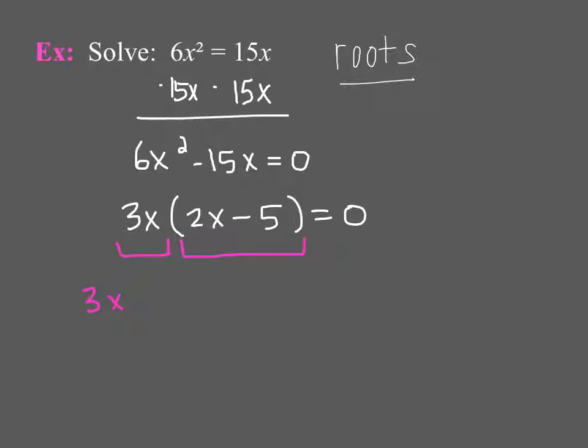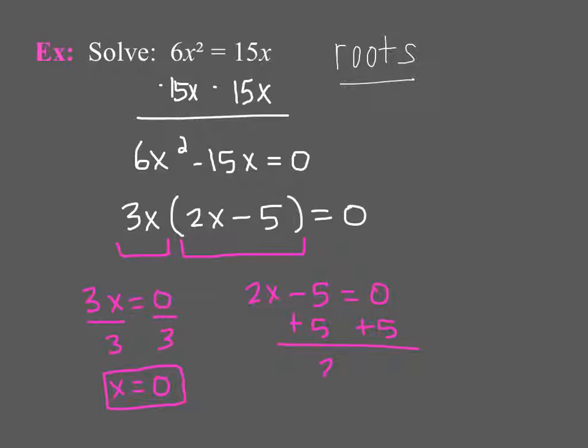So you can set up 2 separate equations: 3x equals 0 and 2x minus 5 equals 0. Because now if we can find the values of x that would make these equal 0, we have our roots. Here, to isolate x, you just divide both sides by 3. So x equals 0 is one solution or root. And here you solve using reverse PEMDAS, and you get x equals 5 over 2, which is our other solution or root. They're both answers, so you leave them both.